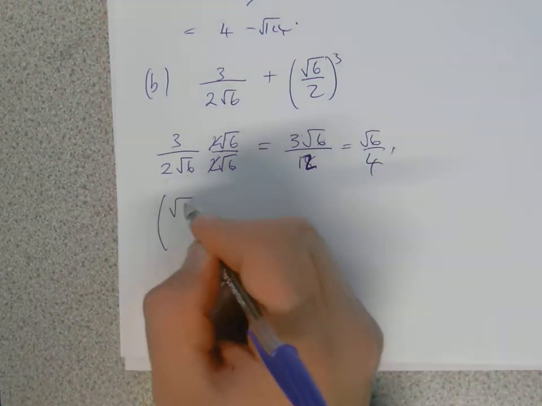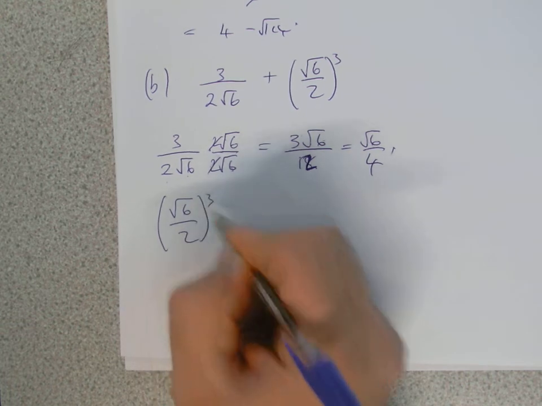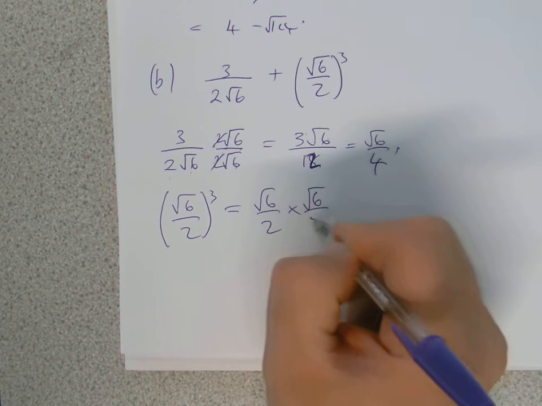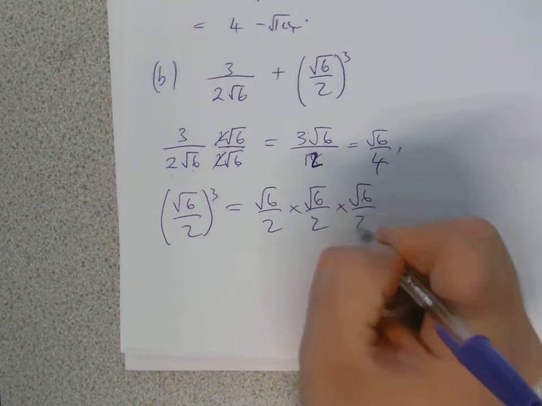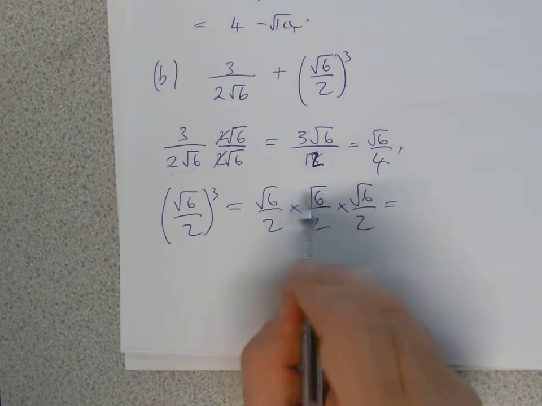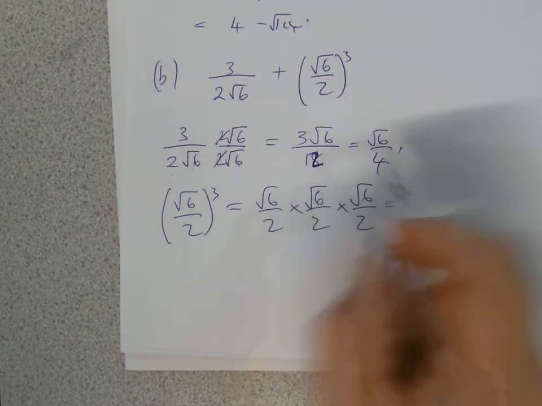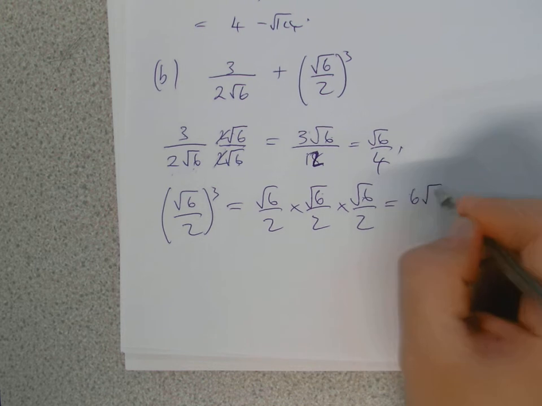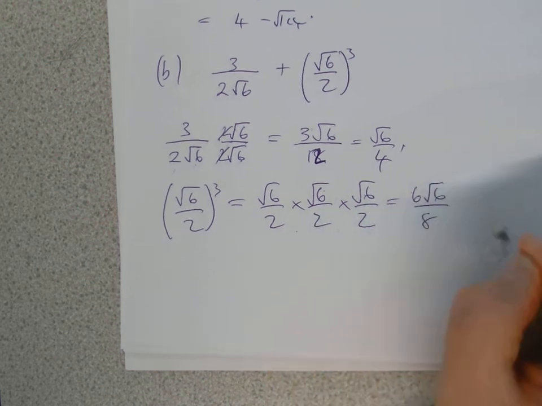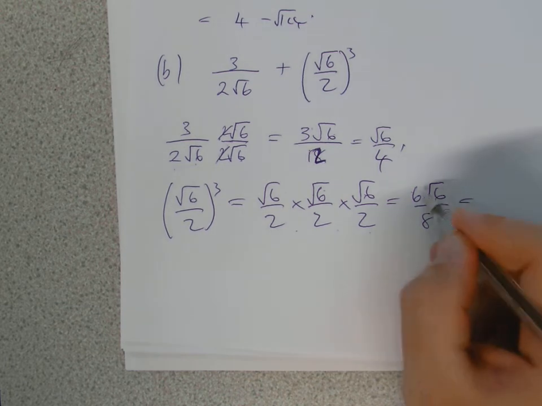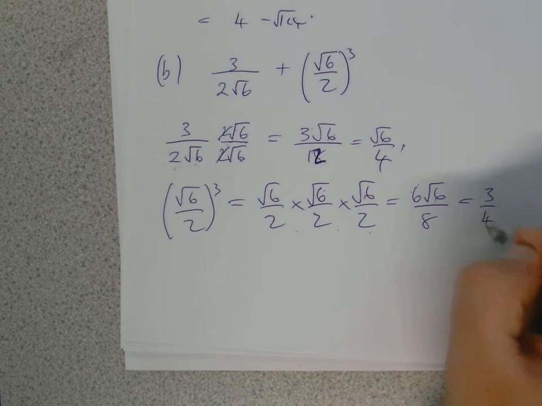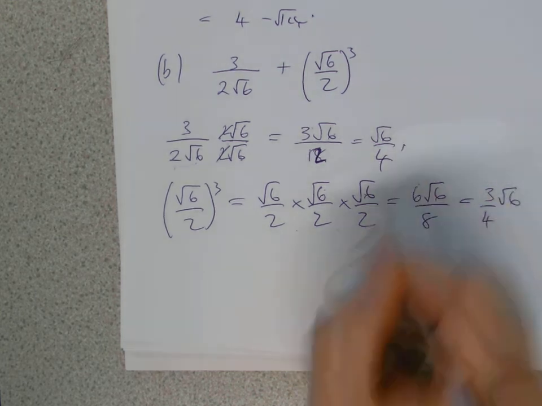The next bit then is root 6 over 2 all cubed. That means you times root 6 over 2 by itself, 3 times. Now, what's good about this, of course, when you pair them up, you get 6. Root 6 times root 6 is just 6, and then you've got root 6 here. On the bottom, 2 times 2 times 2 is 8. Okay, and then that can simplify again. 6 over 8 is 3 quarters root 6.